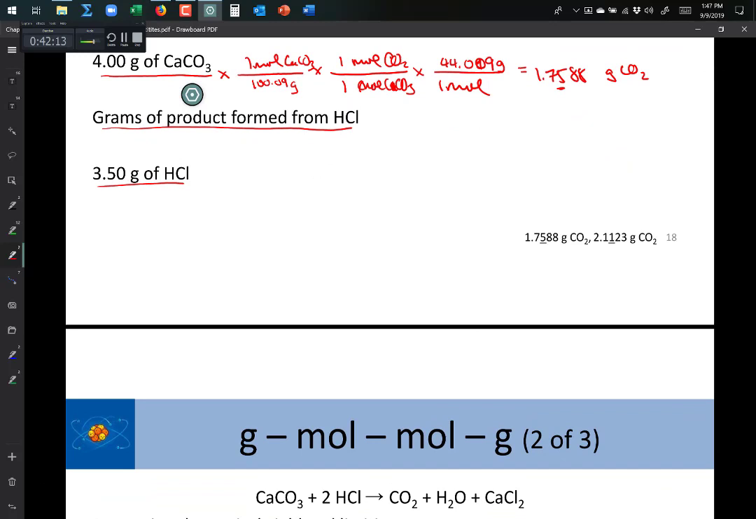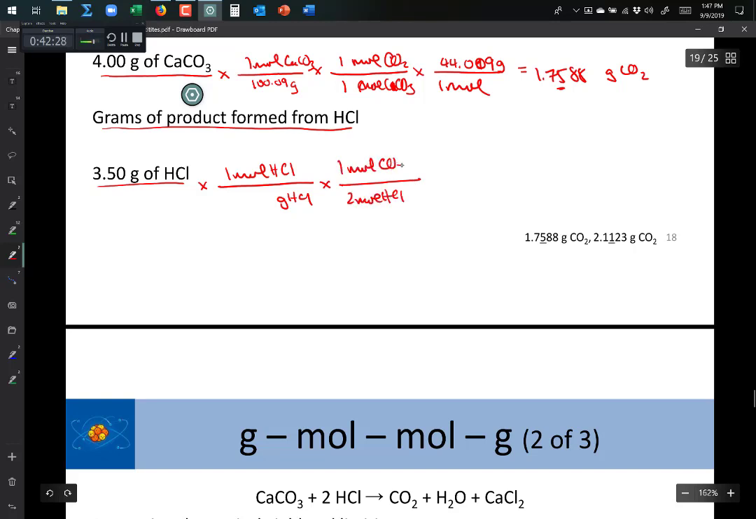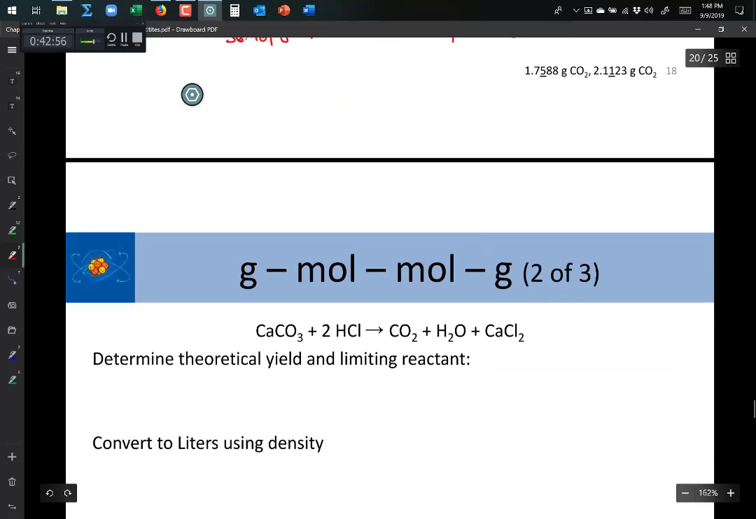For the HCl, it's the same kind of thing, right? You're going to have times grams of HCl for every 1 mole of HCl. It will be 2 moles of HCl for the balanced equation for every 1 mole of CO2, and then it will be 44.009 grams for every 1 mole of CO2. And that'll give me, oh, by the way, what's the grams for the HCl? 36.46. And then that'll give me 2.1123 grams of CO2.